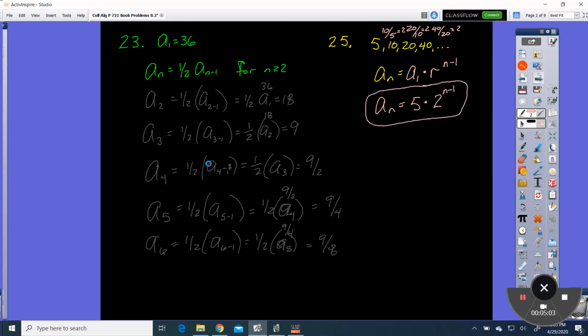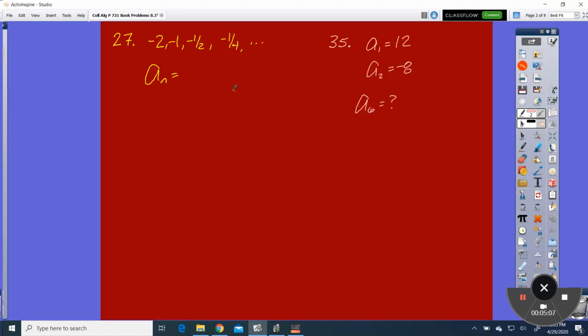Ta-da. Okay, number 27. Again, it's a1 times r to the n minus 1. Well, a1 is negative 2, so that's the easy one. Now to figure out what r is. What do I multiply negative 2 by to get to negative 1?